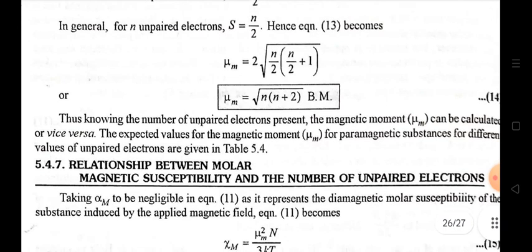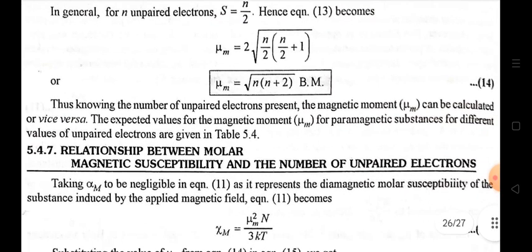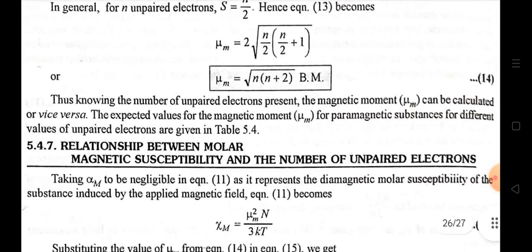Thus, knowing the number of unpaired electrons present, the magnetic moment mu m can be calculated, or vice versa. The expected values for the magnetic moment mu m for paramagnetic substances for different values of unpaired electrons are given in table 5.4.